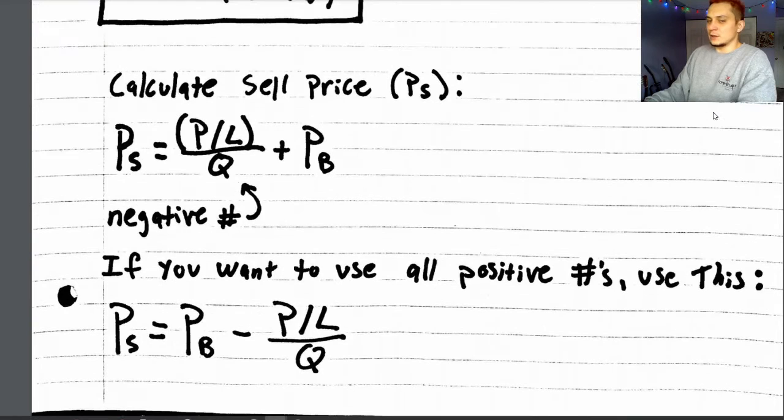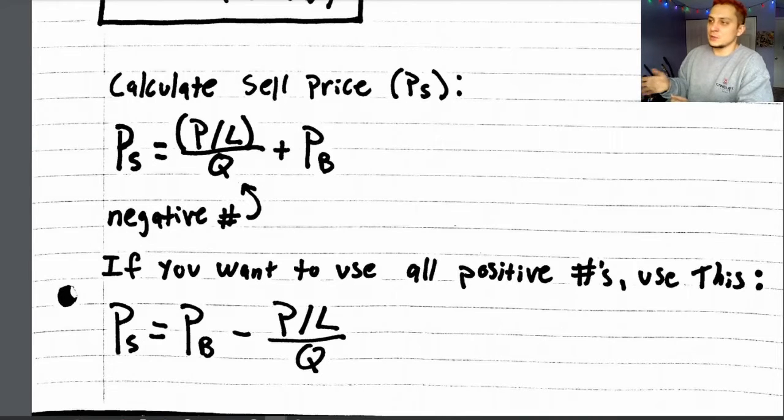Now the other thing we can do by manipulating that first profit-loss equation is find out what our sell price is going to be if we know how many shares we're going to buy and sell. So that first equation there, P sub S equals P/L over Q plus P sub B. That's going to help you calculate your sell price. It's the potential loss over the number of shares plus the buy price, and that P/L over Q is going to end up being negative because we're taking a loss.